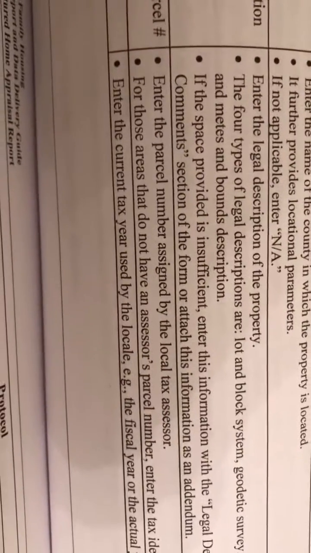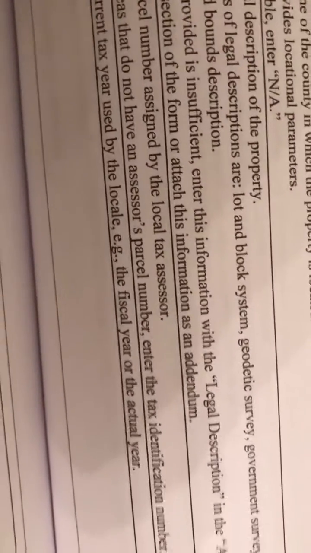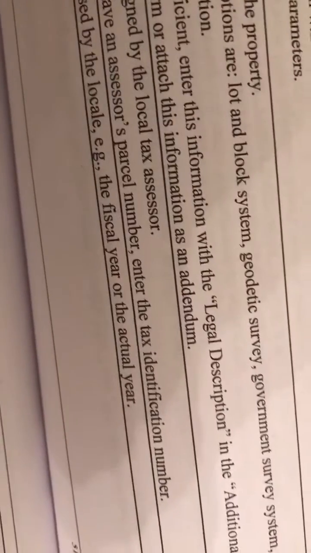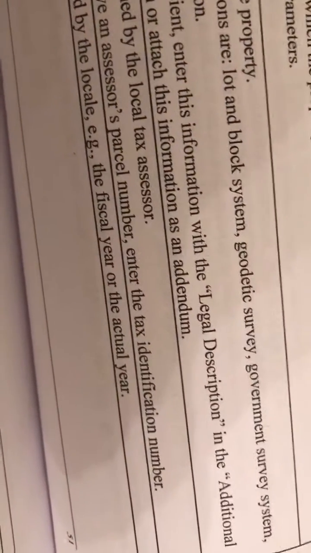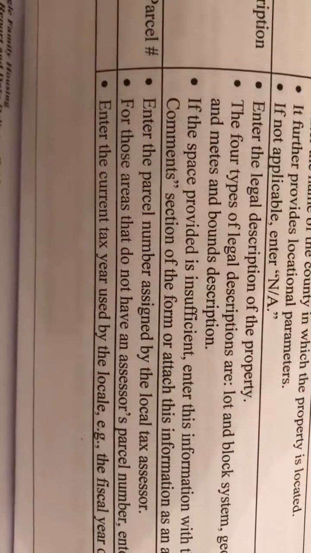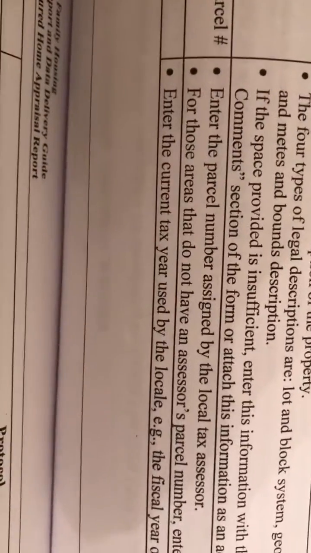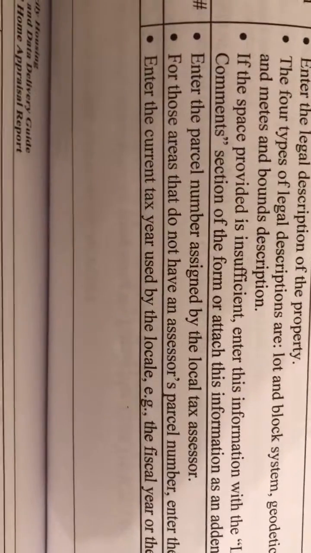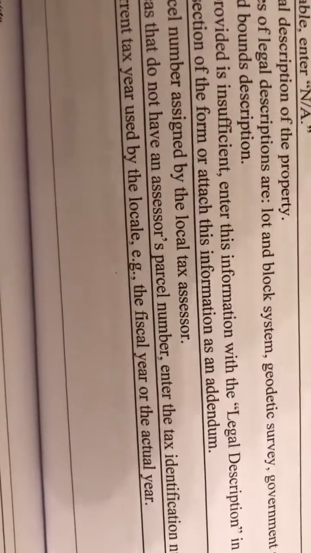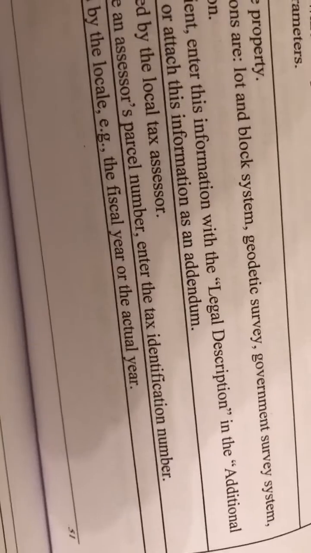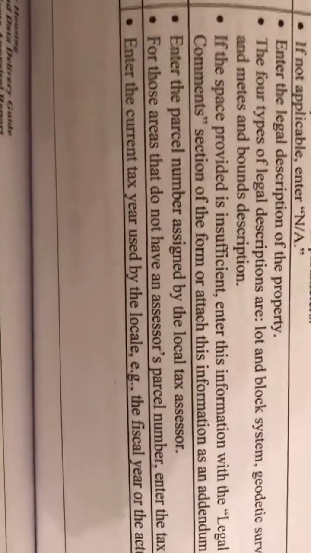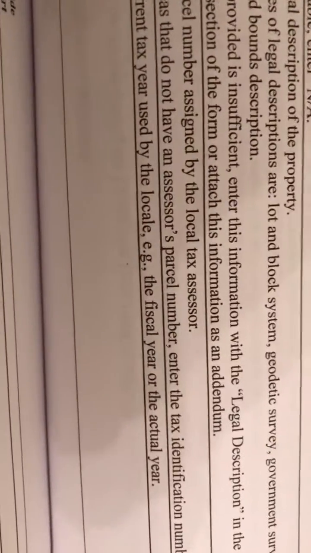The four types of legal descriptions are lot and block system, geodetic survey, government survey system, and metes and bounds description. If the space provided is insufficient, enter this information with the legal description in the additional comment section of the form or attach this information as an addendum.